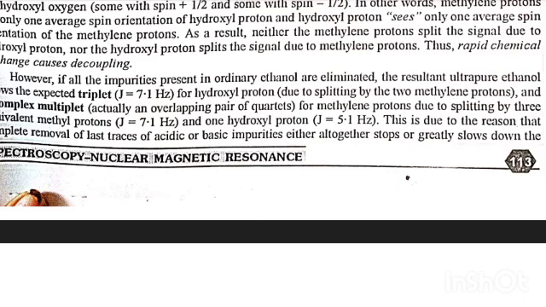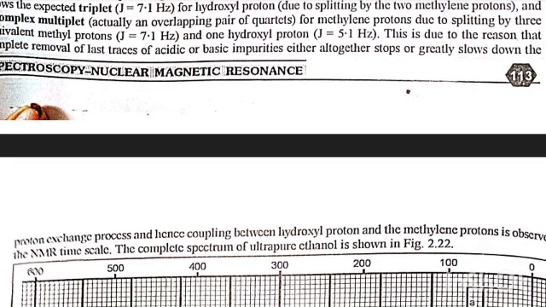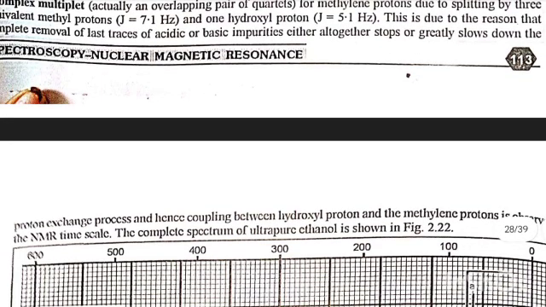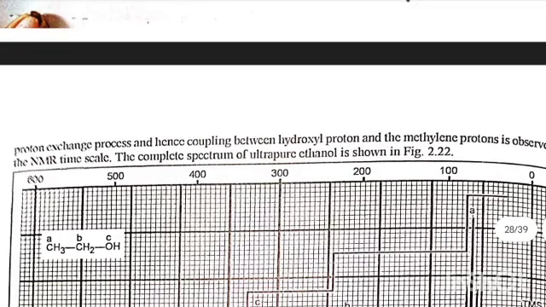This is due to the fact that complete removal of the last traces of acidic or basic impurities either altogether stops or greatly slows down the proton exchange process, and hence coupling between the hydroxyl proton and the methylene protons is observed on the NMR time scale. The complete spectrum of ultra-pure ethanol is shown in the figure.